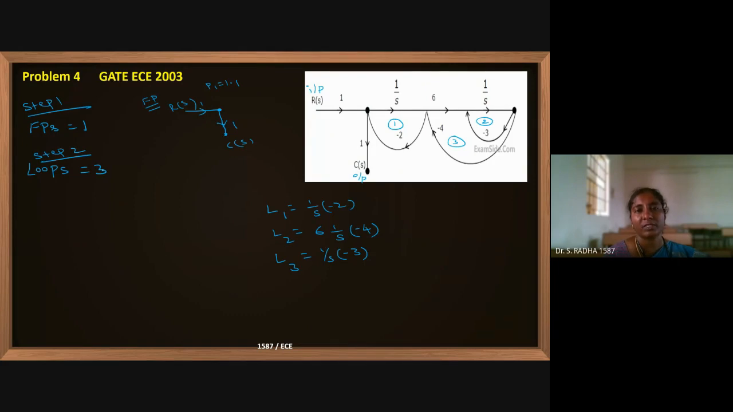Number of forward paths: 1, straight away. In the beginning itself, that forward path gets completed, and the loops are like this. When you come to non-touching loops, then the overlap etc. will come. But for individual loops, we will not consider any touching or non-touching. Individually, what are the possible loops present in the given diagram? We can count them and take that as the total number of loops in the given question.